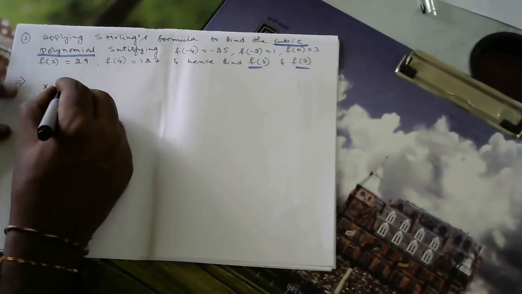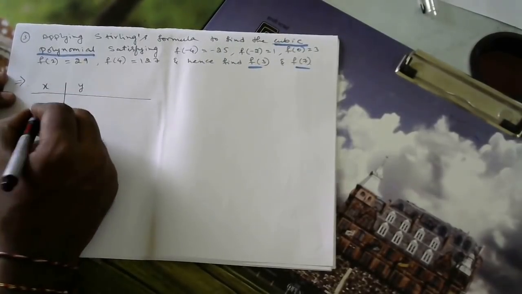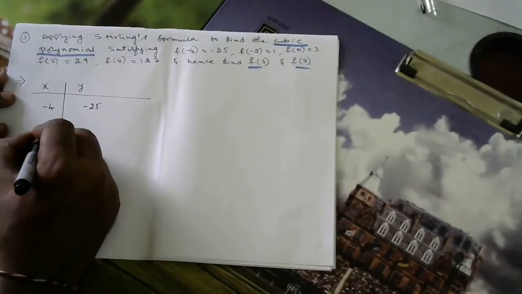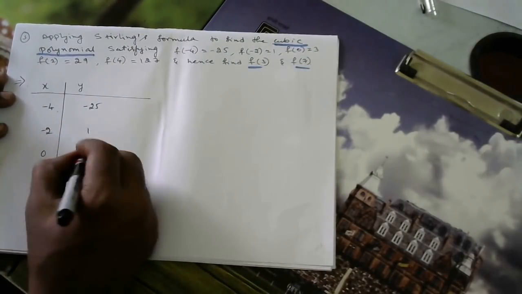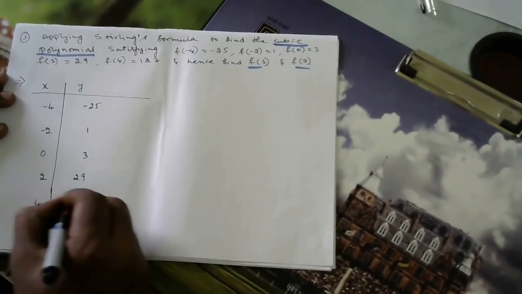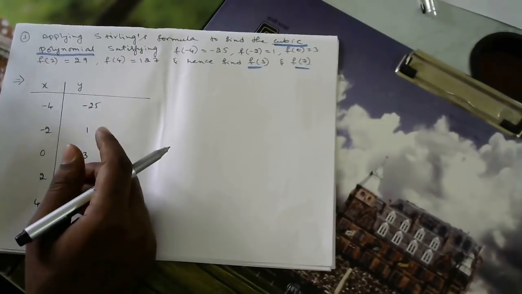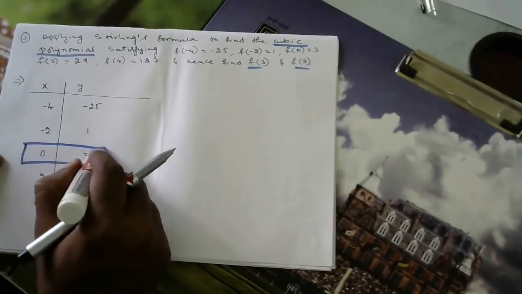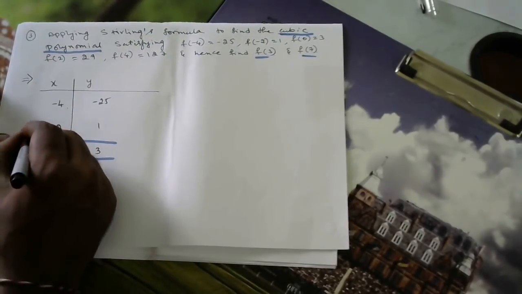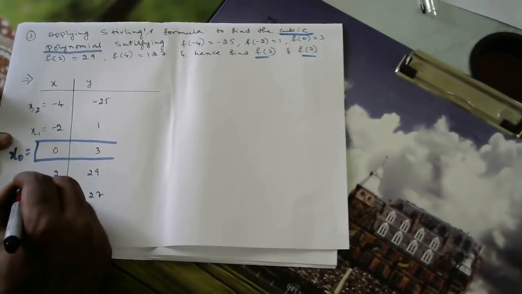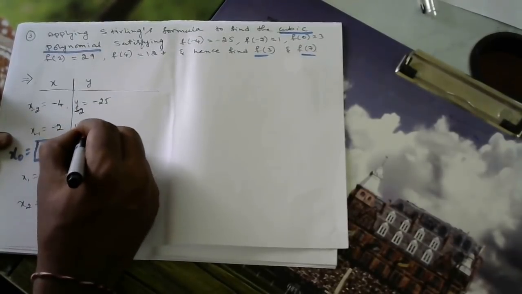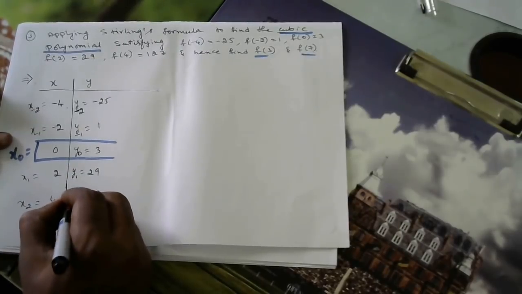So x and y values. For minus 4 it is minus 25, for minus 2 it is plus 1, for 0 it is 3, for 2 it is 29, and for 4 it is 127. Which one is the middle value? This one is the middle value, so we take it as x naught. So this is x minus 2, x minus 1, x naught, x1, x2, and y minus 2, y minus 1, y naught, y1, y2.